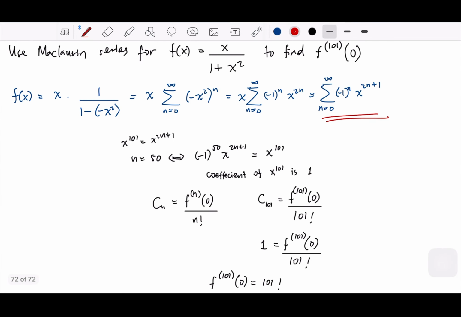The other questions are probably finding the first three or four terms of some Maclaurin series. Maybe that's also an example of the question, and you will learn more on how we can practice this.